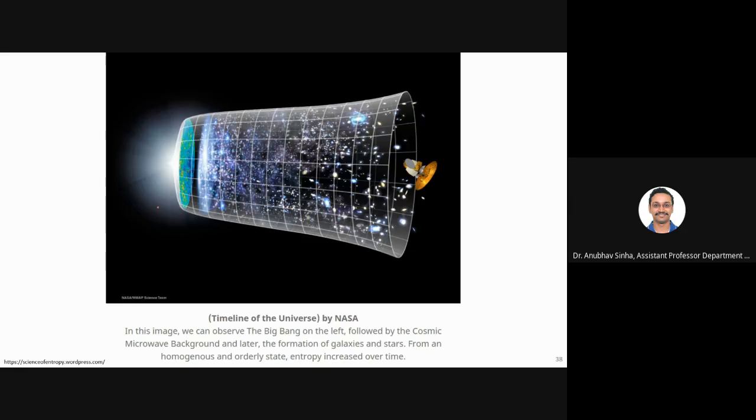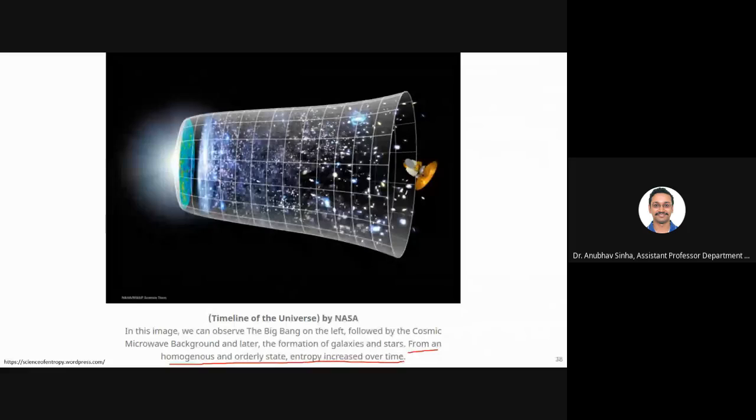In fact, if you look at this image, this is from NASA. Just read the last line: from a homogeneous and orderly state, entropy increases over time. So far we have observed that entropy is constantly increasing. Since the Big Bang, the entropy of the universe has always been increasing, and with the topics that we study in this subject, we hope that will always be true: the entropy of the universe will keep on increasing, and that will give you the arrow of time.